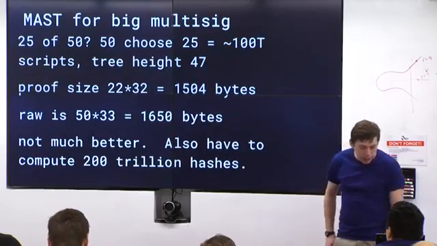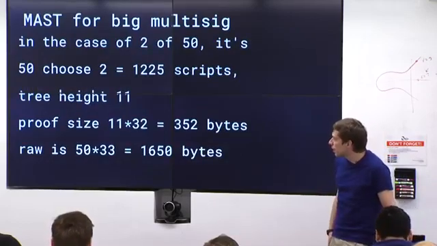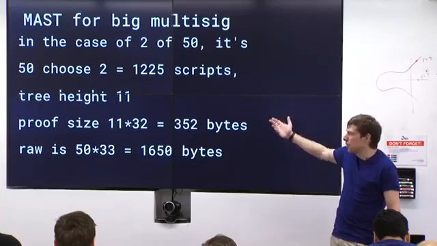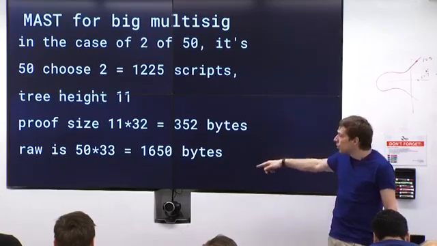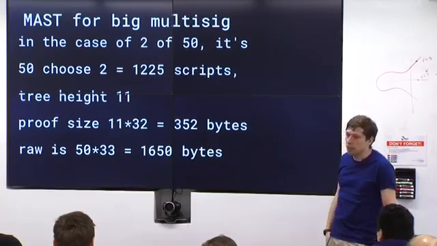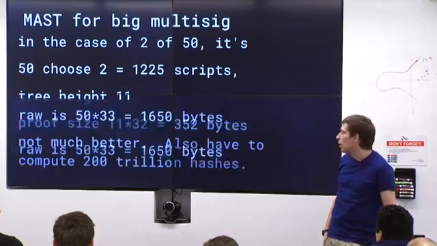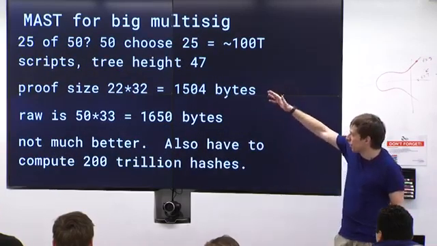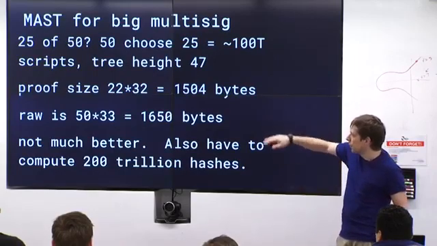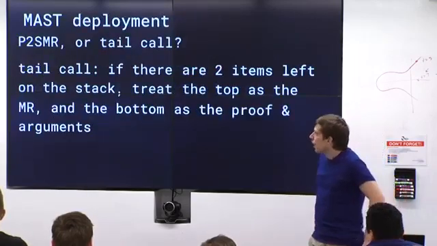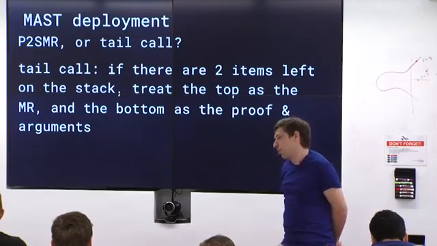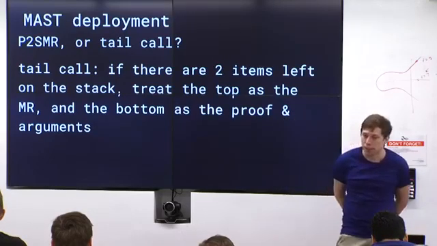But still, it is kind of useful, right? In the 2 of 50 case, yes, this is better. You have to compute a 1,000 something hashes, no big deal. You reduce your size from 1.6K to 352 bytes. That's a good deal. Here, kind of not, but this is also sort of a crazy case, and there are other ways to address this. But anyway, it's pretty good. There's 2 or more than 2 different ways to implement this.